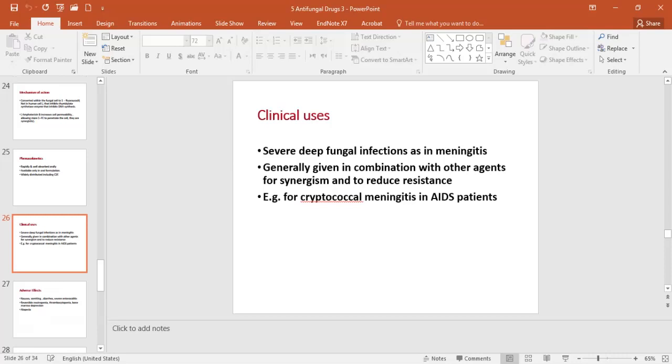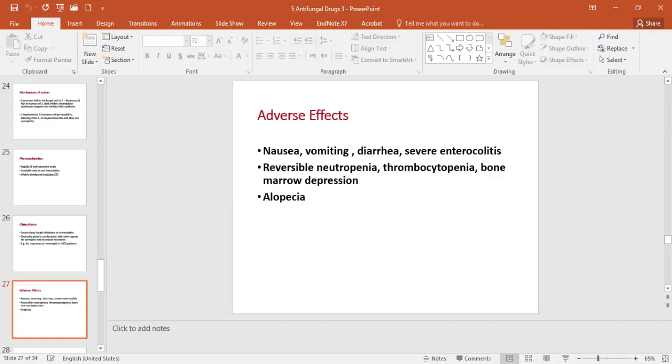So in recent times we started to think about using several drugs for the treatment of fungal infections. An example is cryptococcal meningitis in AIDS patients. It causes nausea, vomiting, diarrhea, severe enterocolitis, reversible neutropenia, thrombocytopenia, and bone marrow depression, in addition to alopecia.